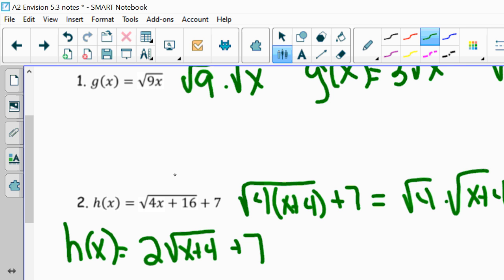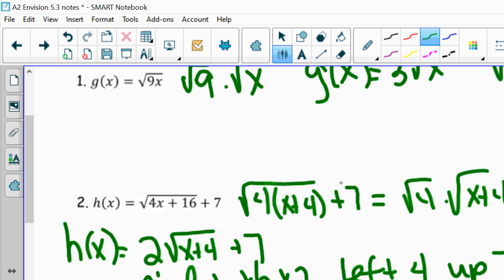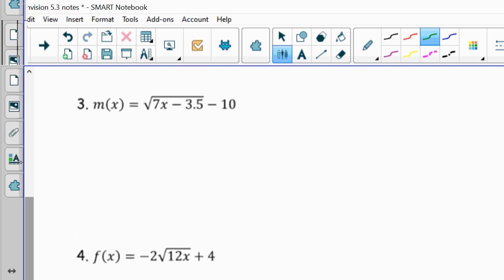Now this is very easy to identify what my transformations are. I have that 2 out front, so again, I have a vertical stretch, this time times by a factor of 2. x plus 4, so that means I go left 4, and plus 7 means I go up 7. Number 3, m of x equals the square root of 7x minus 3.5, all of that minus 10.